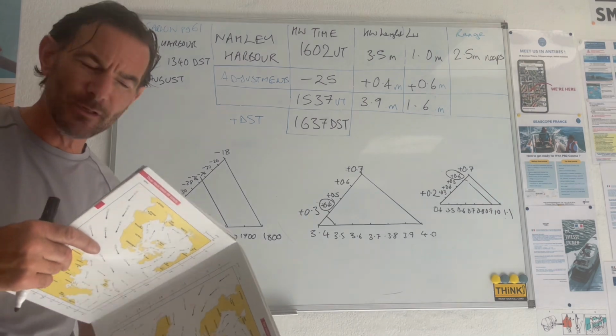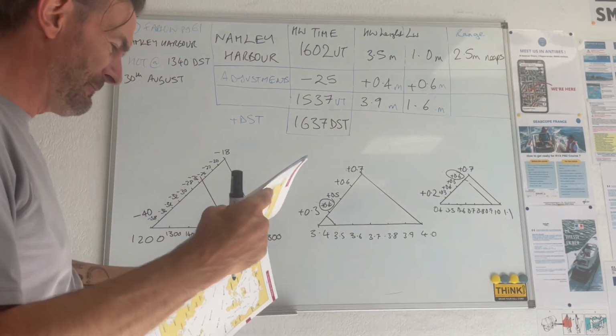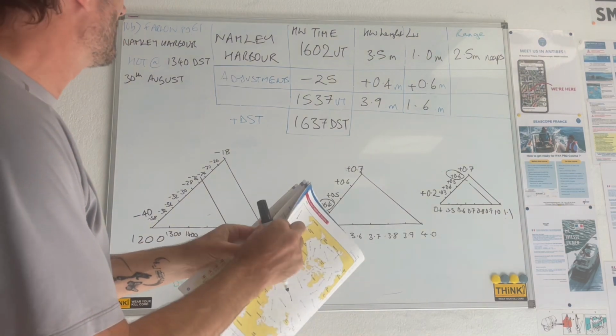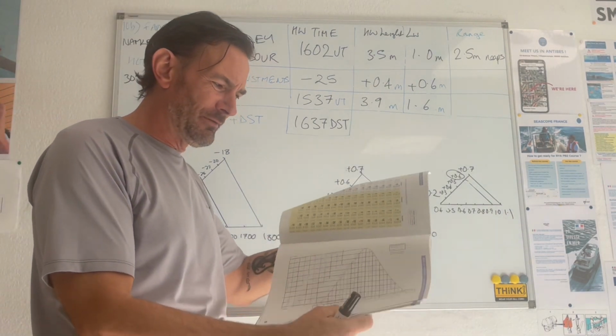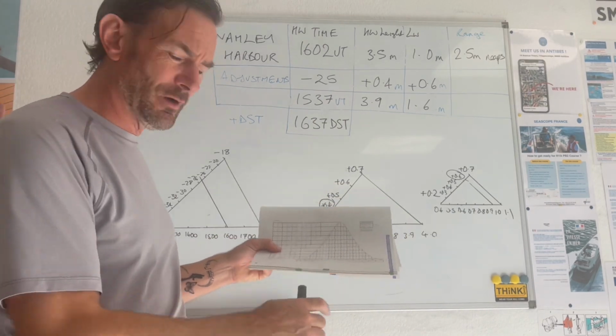Did I say Port Fraser? Namley Harbour. Namley Harbour. That's the one. Got it written there, right there. Namley Harbour. Never mind Port Fraser. That was the question before. So there it is, Namley Harbour, and we've adjusted our data for the secondary port of the Farlow River.